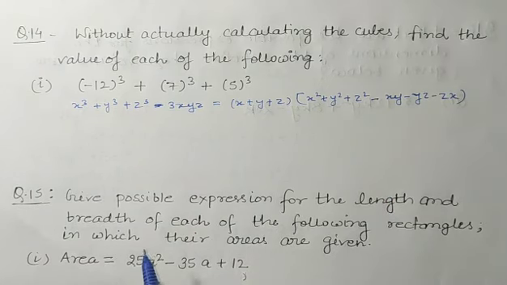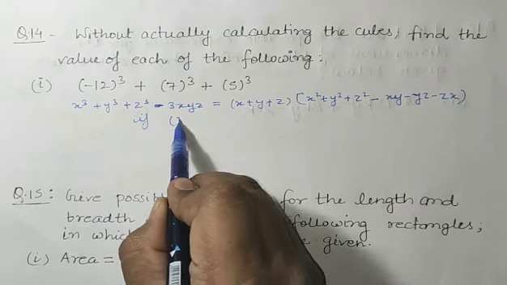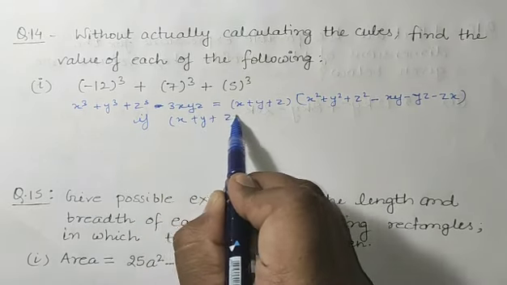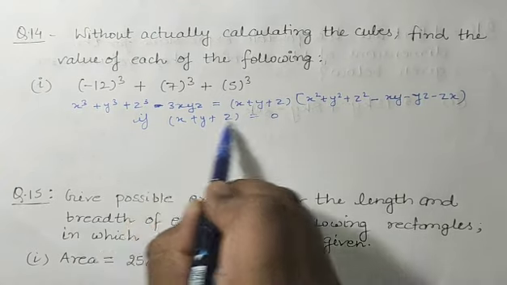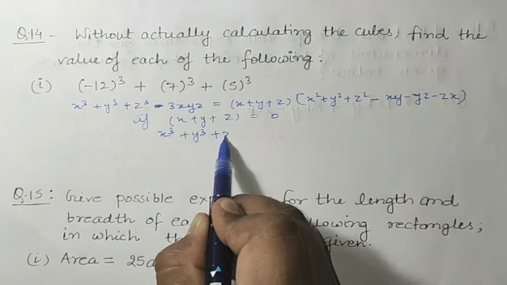Okay, now see students, in this question, if x plus y plus z is equal to 0, I have told you the condition, then what will be x cube plus y cube plus z cube?